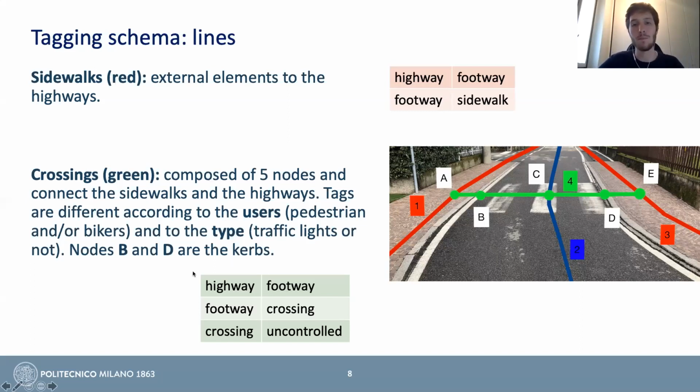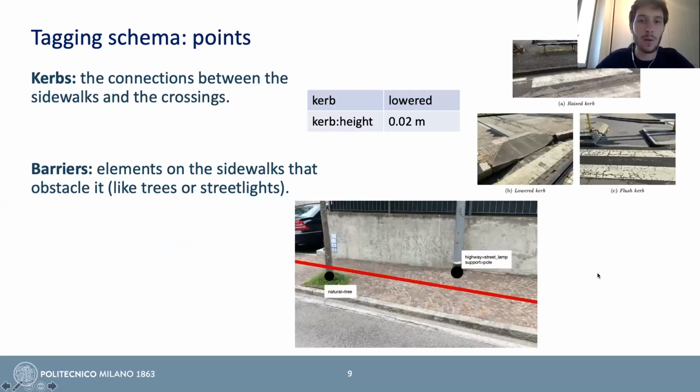There are two important elements to be considered, which are the nodes B and D in the image, that are the curbs. Because, as we can see in the image on the top right, there are three different types of curbs. And these types of curbs determine whether the sidewalk is really accessible, because there can be a sidewalk in perfect condition, but impossible to be reached by people in wheelchairs.